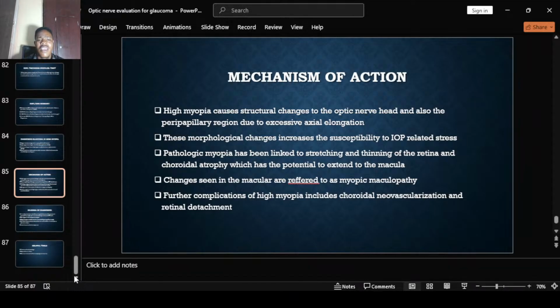What we are trying to say here is that progressive myopia causes structural changes to the retina, and one of them is the optic nerve head. So we are likely going to be seeing some morphological changes when we assess the optic nerve head of a myope, and sometimes it can provide a basis for differentiating: are we looking at a glaucomatous disc or are we looking at a myopic disc?